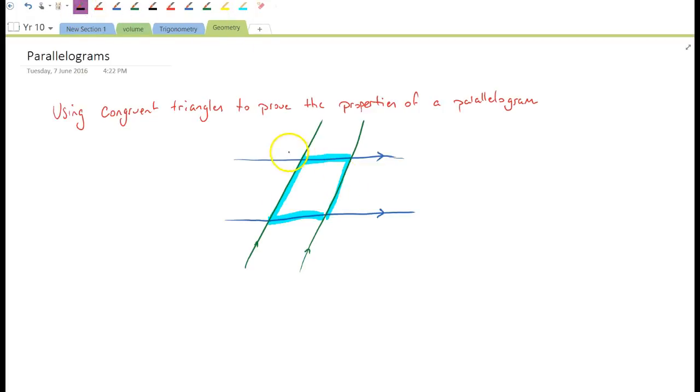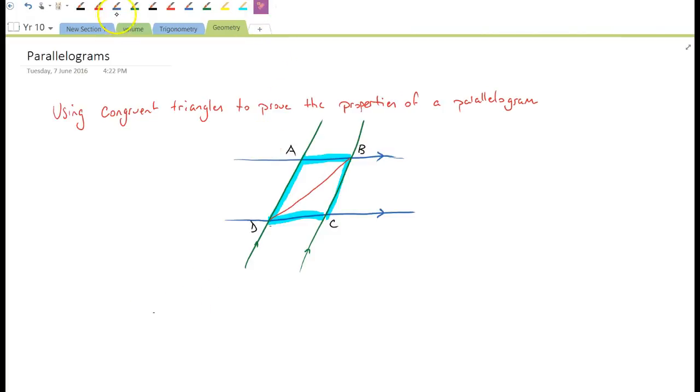So this is, let's call it A, B, C, D. And in order to create two triangles, I'm going to pop a diagonal across from D to B. Now I could have gone from A to C, it doesn't matter. So what I've got now is two triangles. I've got triangle ADB, and triangle DCB.